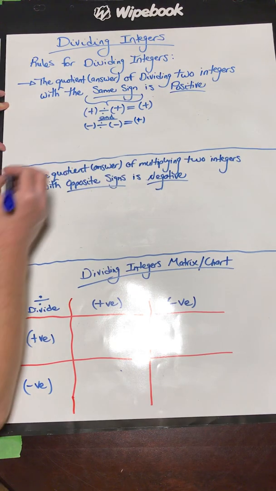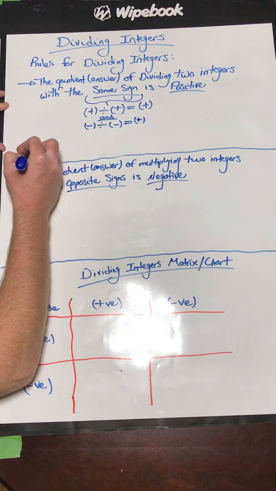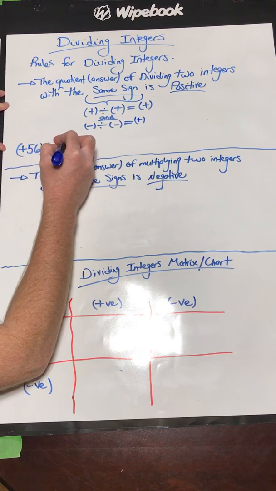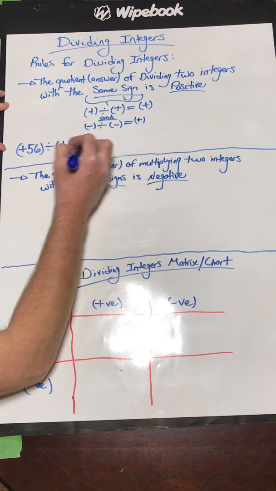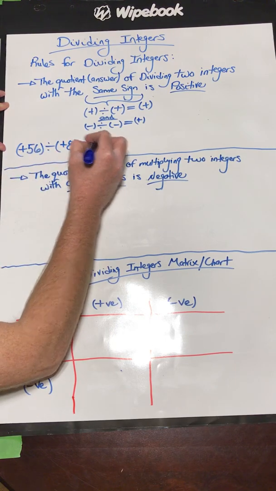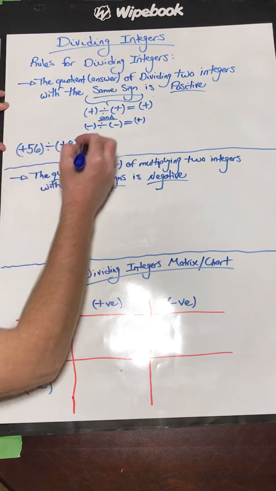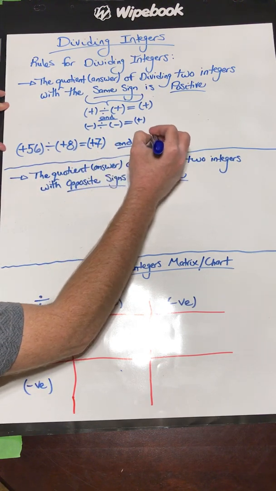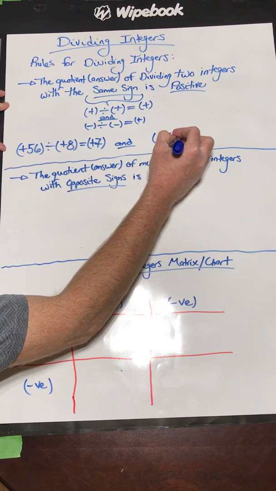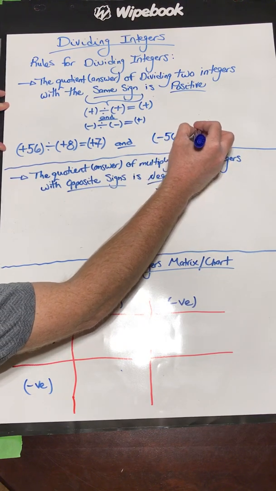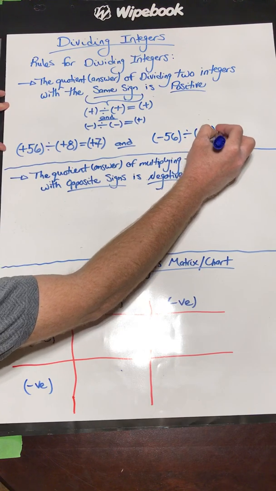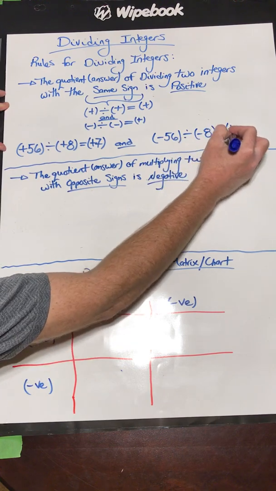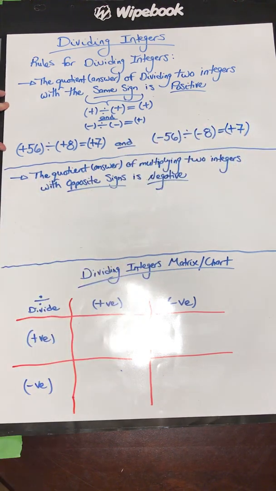With some numbers, that looks like something: positive 56 divided by positive 8 is going to result in a positive, because it's the same sign, and positive 7. And if we have negative 56 divided by negative 8, the answer is going to be a positive, because it's the same sign, and it's going to be positive 7.